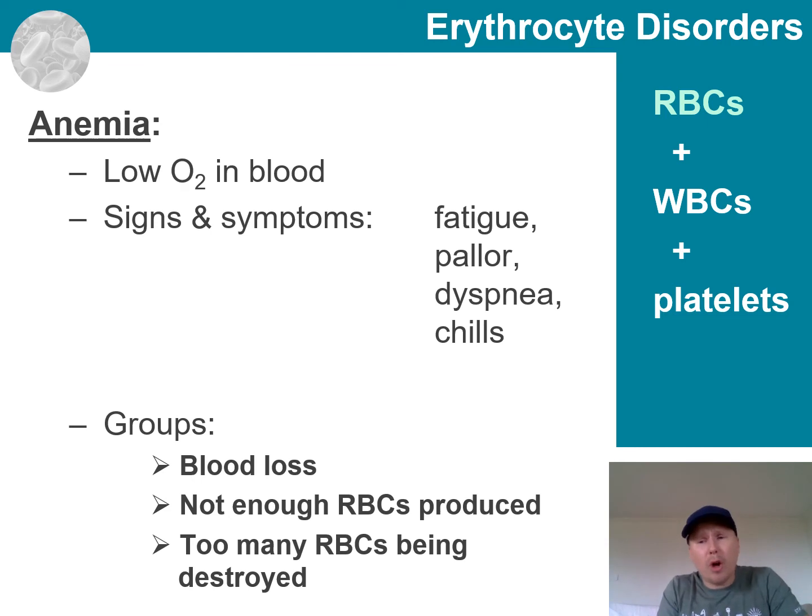And overall, anemias can be classified in 3 groups based on the cause behind them. These are anemia due to blood loss, anemia due to not enough red blood cells being produced, or too many red blood cells being destroyed. So let's have a look at each of these in a general level.